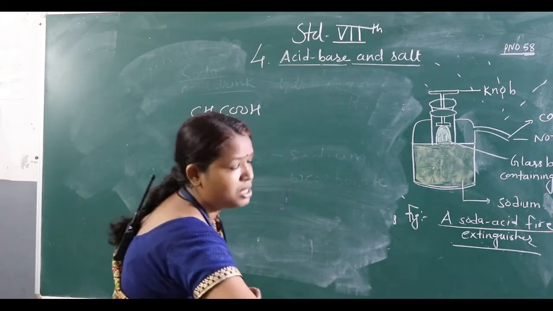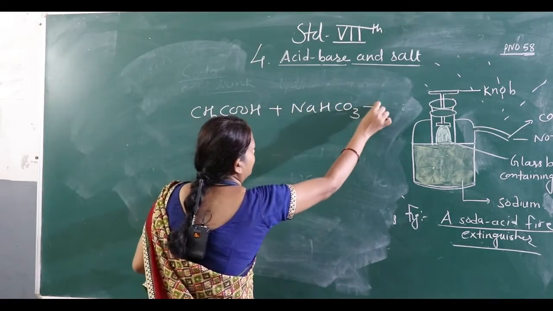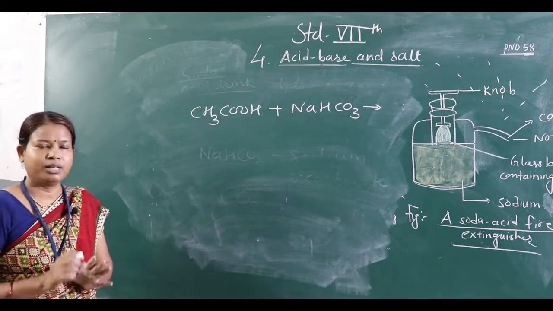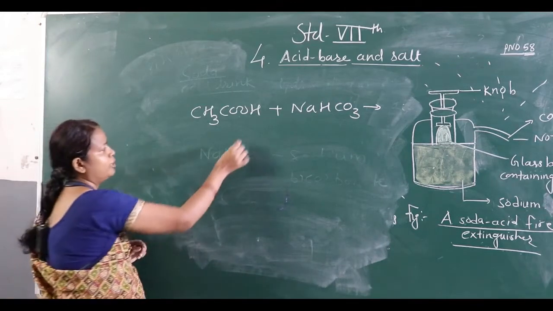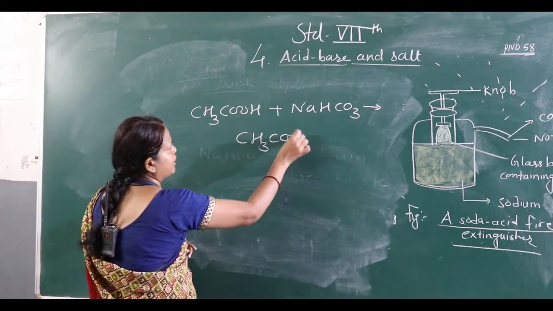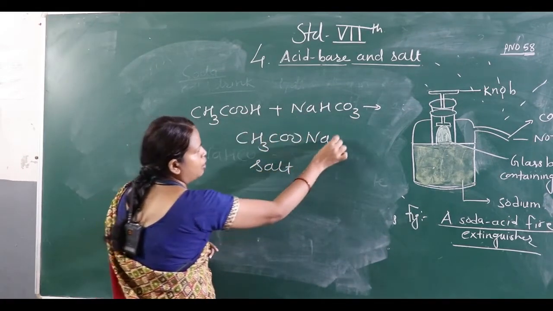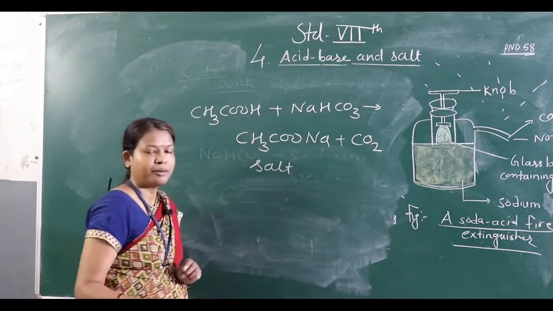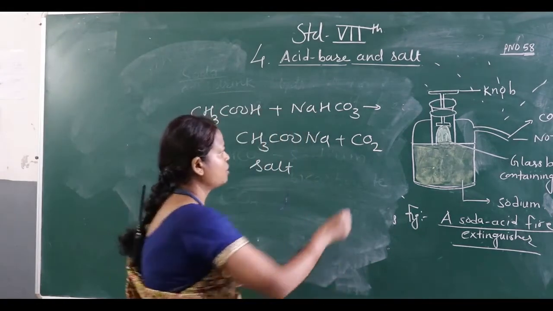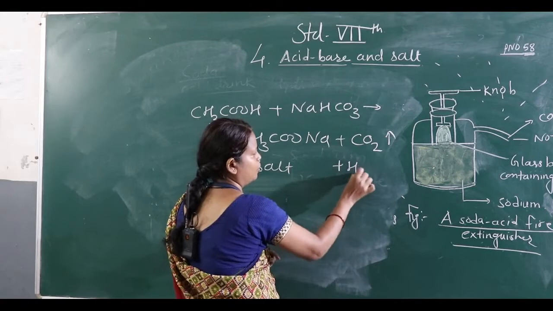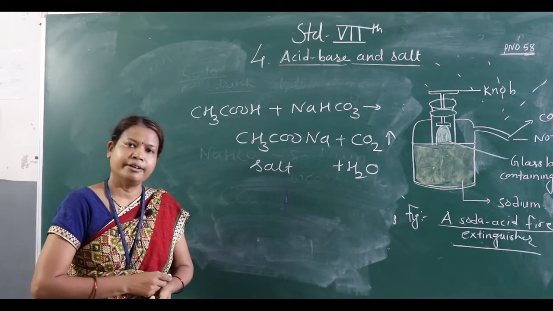What I add into this is sodium bicarbonate powder. As I told you, in a neutralization reaction, if any acid comes in contact with a base, it forms a salt and water. So what will it form? It will form CH3COONa, that is a sodium acetate salt, plus the evolution of carbon dioxide. You have already seen in this test tube the evolution of carbon dioxide, a gas, plus water. So students, this is one example of a neutralization reaction.